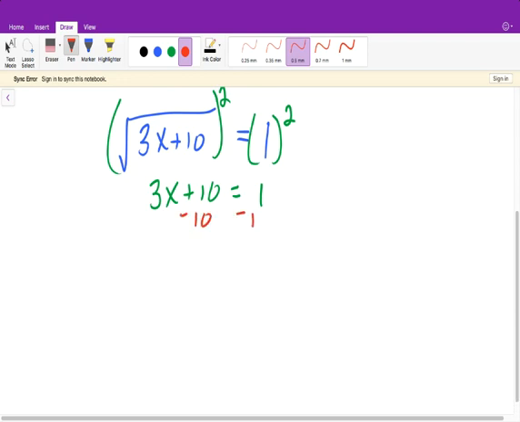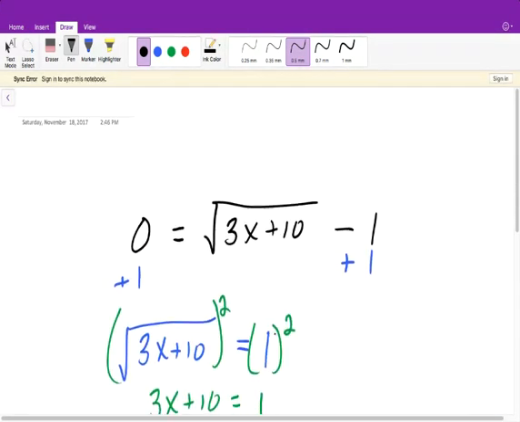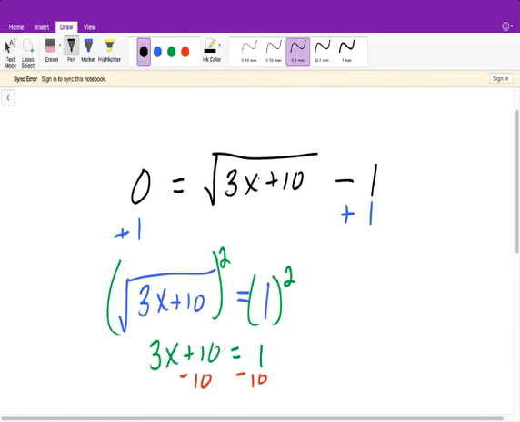We subtract 10, so 3x is equal to negative 9. We then will divide each side by 3, and x is then equal to negative 3. Right? Then we check to see, does it work? So 3 times negative 3 is negative 9. Negative 9 plus 10 is 1. The square root of 1 is 1. And 1 minus 1 is 0. Check. All right, and this is the last problem, and then we're done with this video.